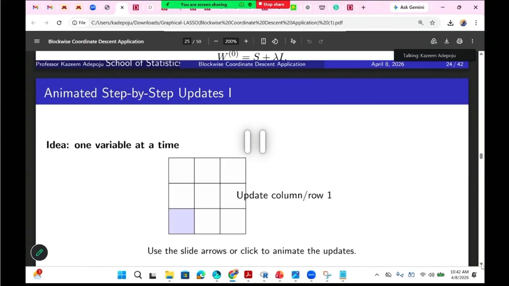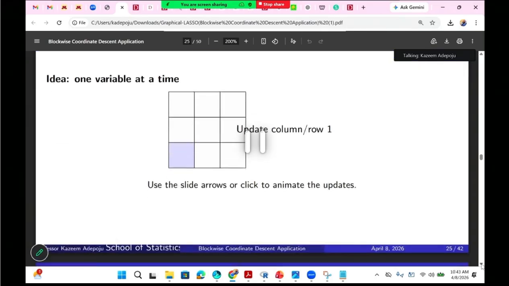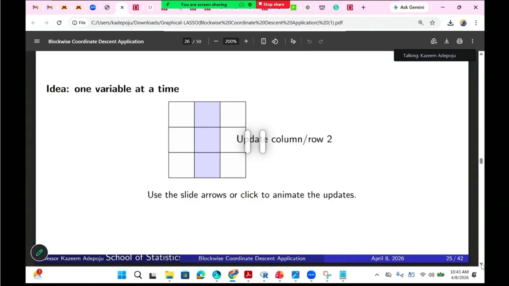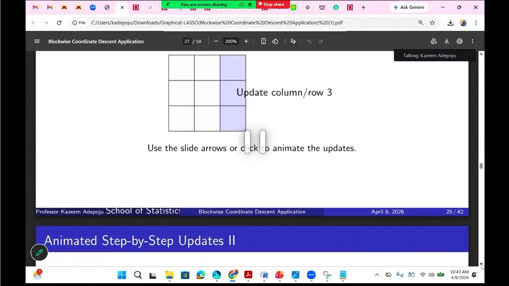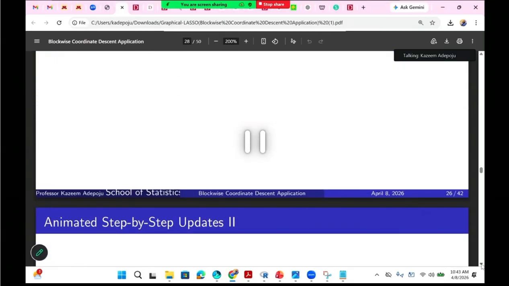Okay, so this is the animated step-by-step version where you are updating. That's the way it's going to look. Take a look at that. When you finish with this update, go to the next update. That is how it's going to look.